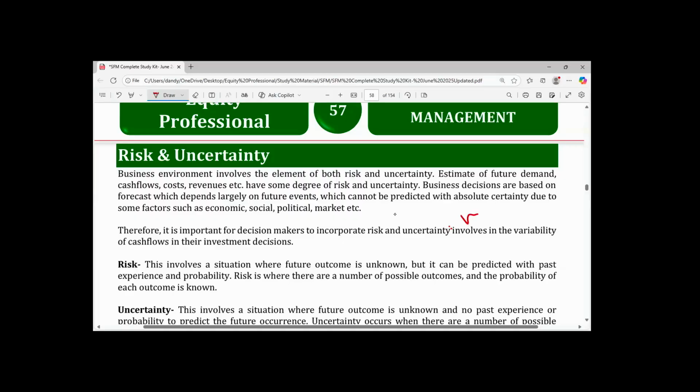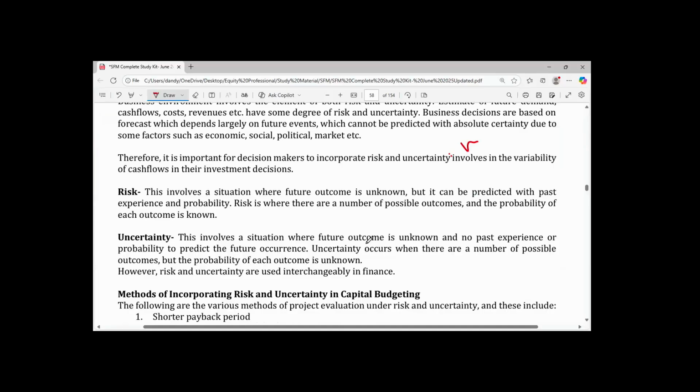That's why it is important for us to incorporate risk in the cash flow estimate. So that is as per risk. Then uncertainty involves a situation whereby the future outcome is unknown and it cannot be predicted with past experience and probability of occurrence. When you cannot use past experience and probability to project the future outcome, then that is what is known as uncertainty. So now you know the difference between the two.